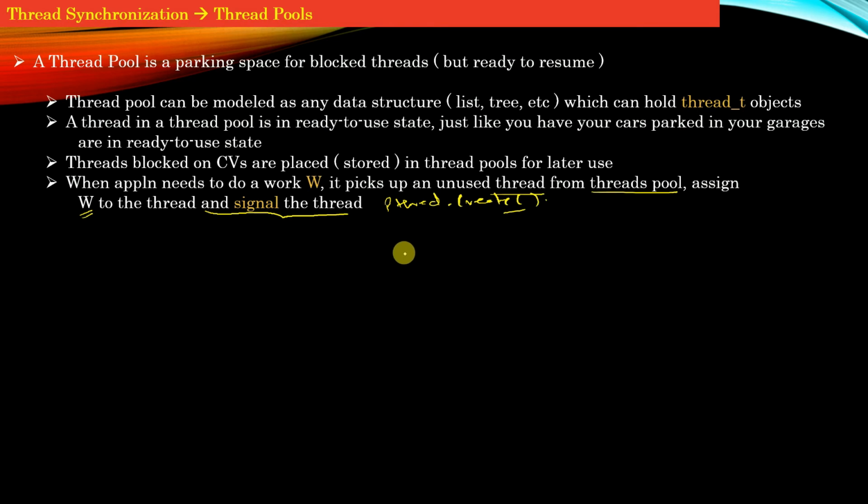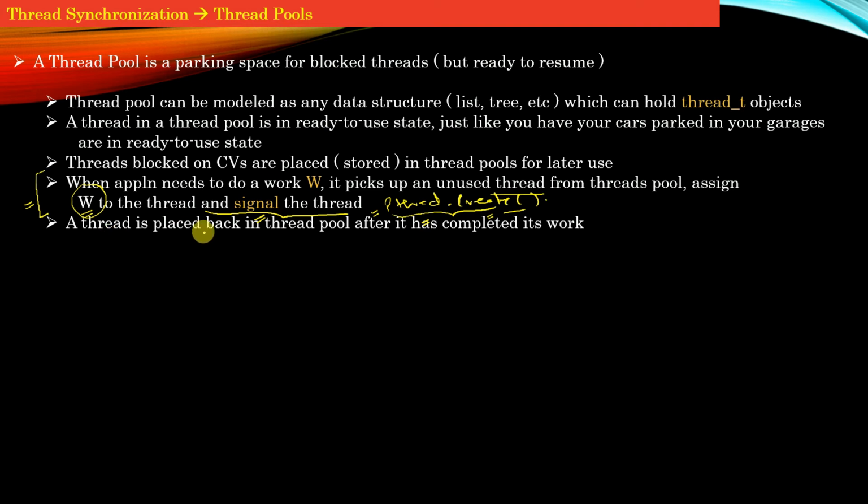Why am I specifically emphasizing the pthread_create API? Because this API is an expensive call. We will see in the next lecture video why this API is an expensive call, but here you can notice that in this complete logic, there is no invocation of this API. There already exists a thread in the thread pool. The application simply picks up one of the threads from the thread pool, assigns the work W to the thread and signals the thread.